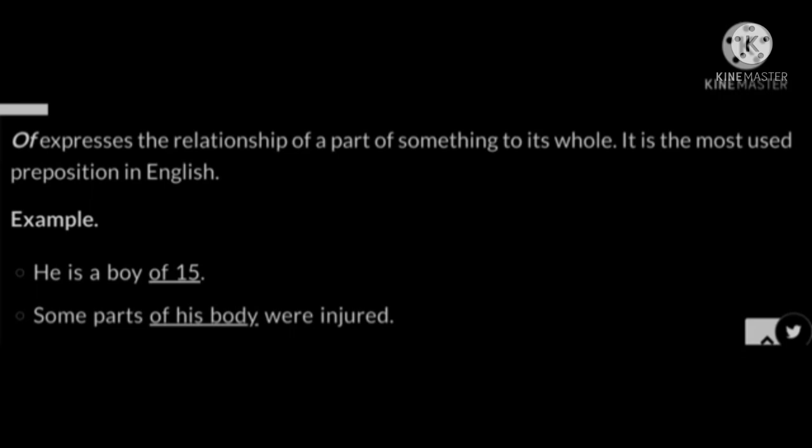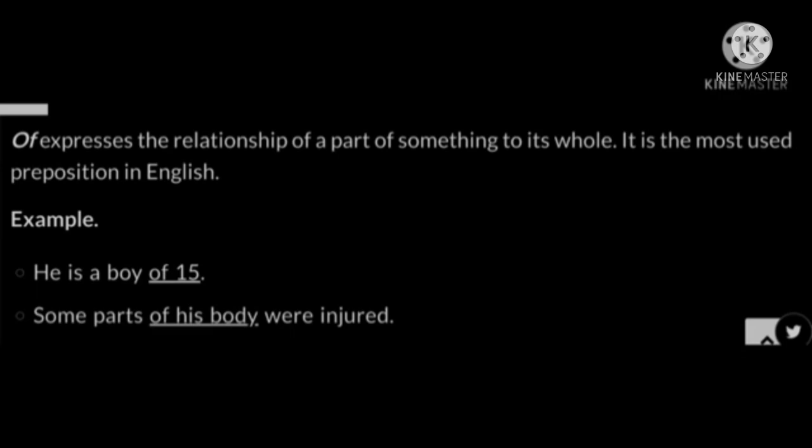Some parts of his body were injured. Again, of is showing a connection or a relationship. Of is always used to show that relationship or connection. So not all parts of the body are injured. In his entire body, only some parts are injured. So that connection of the injured part and the uninjured part is what is shown over there.